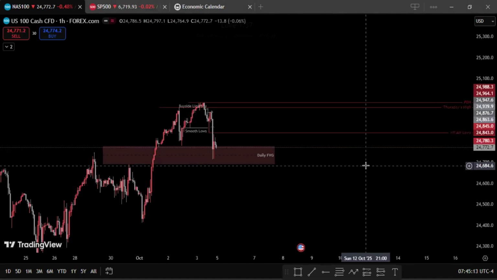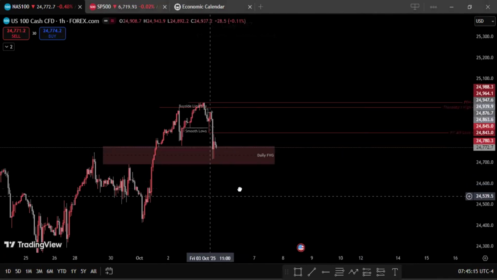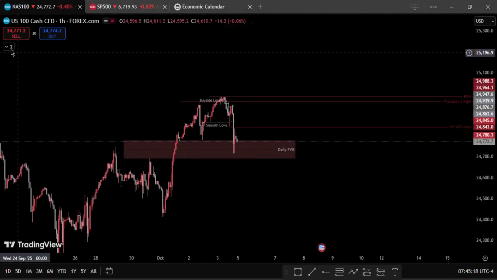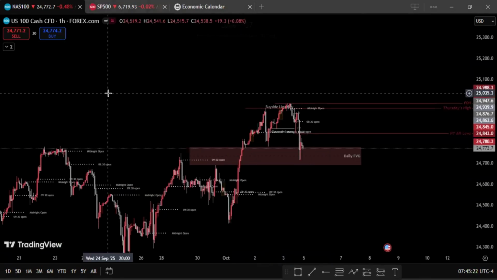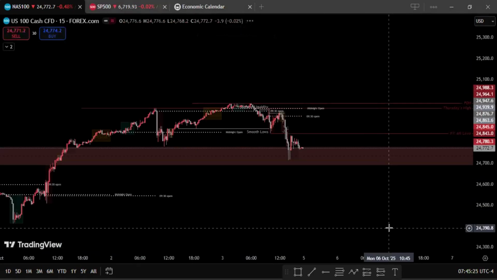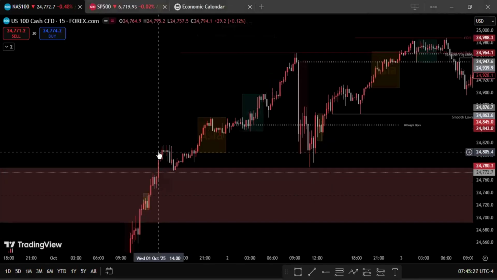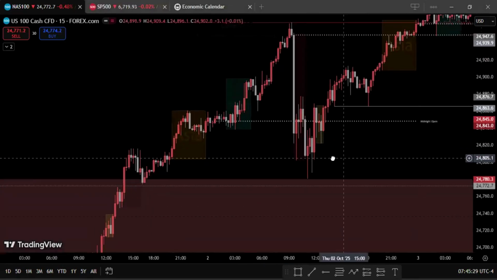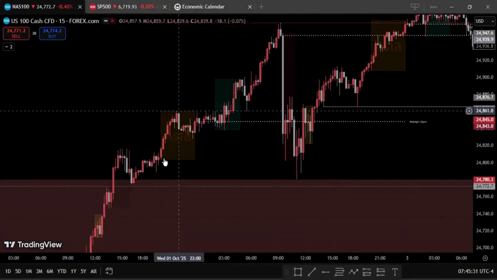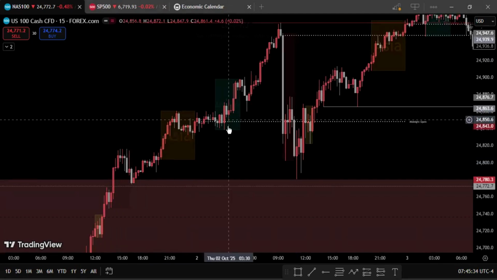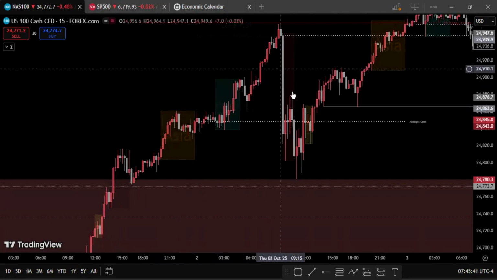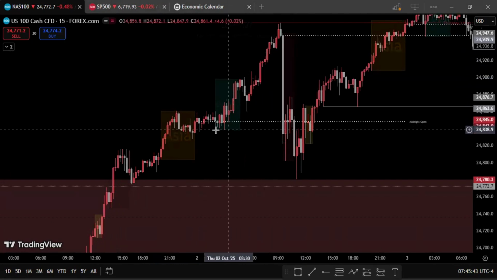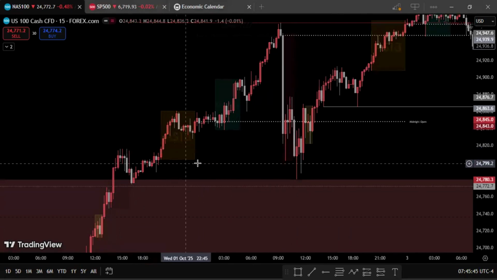So the type of liquidities I use is, firstly, we have previous session highs, which let me just turn on this indicator that shows the sessions. We have previous session highs and lows, like we have Asia high right here, Asia low, London high, London low. So if you look here, during the London session, we took out the Asia high, and then during the New York session, we came back down for both the London and the Asia lows.